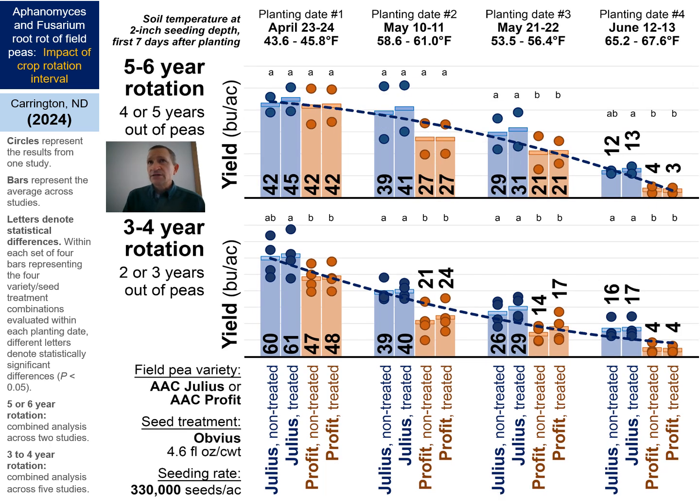The same relationship holds again when we look at the data for a 3 to 4 year rotation versus a 5 to 6 year rotation. Again, when you have that tighter crop rotation interval, it becomes imperative to be very careful about variety selection and your planting date.